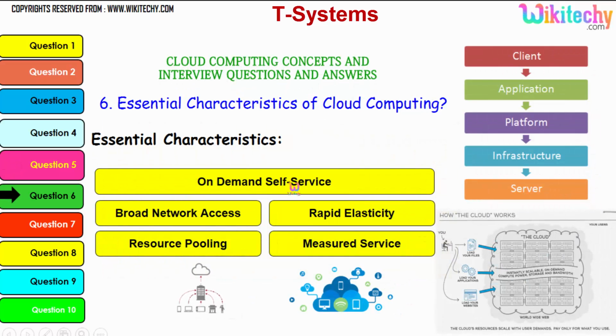And still further, on-demand self-service. So on demand you are able to get the service. Broad network access. You got a very big network access. Rapid elasticity. You are able to increase and reduce it. Resource pooling. You are able to allocate how much resource you want. And measured service. It's kind of a pay as you go. How much you want, pay for that. That's how the essential characteristics of cloud computing are.